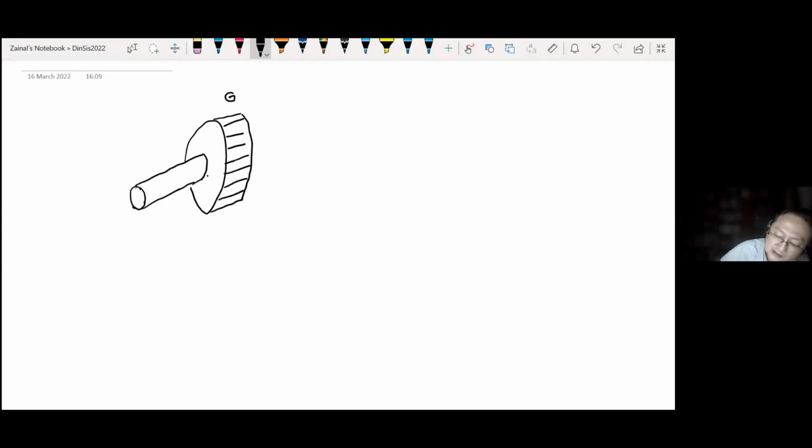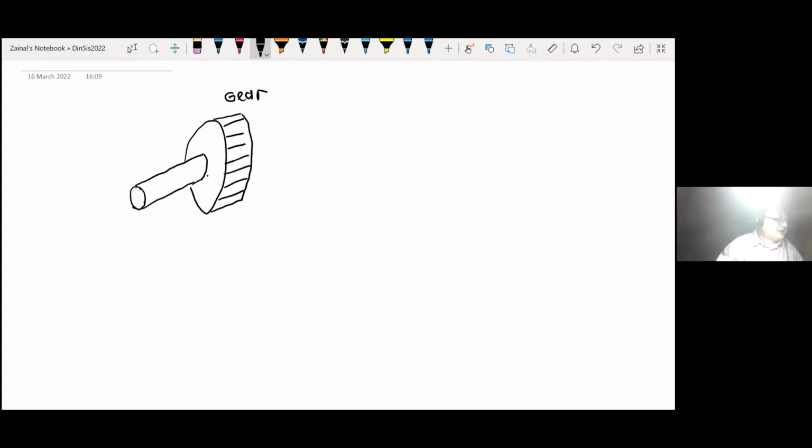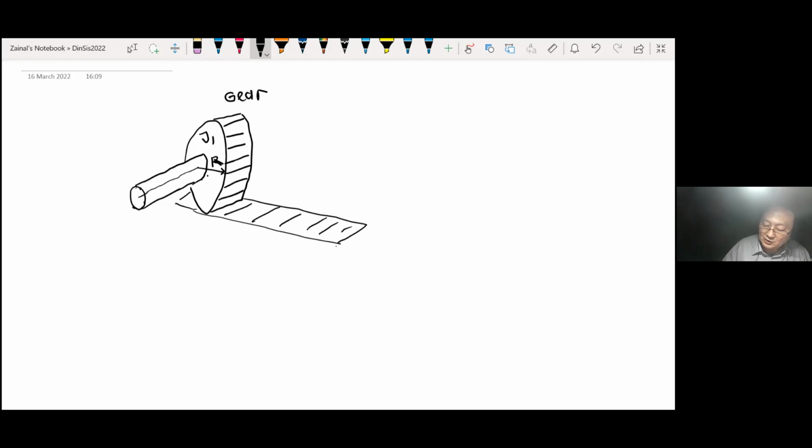This one is gear, where this one is weight G1, and the radius of this one is R. This one is rack, and this one is pinion. Something like this one, for example.